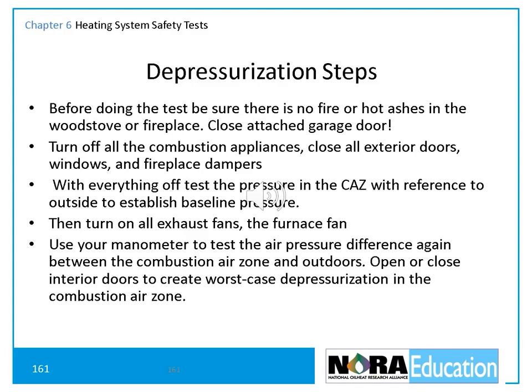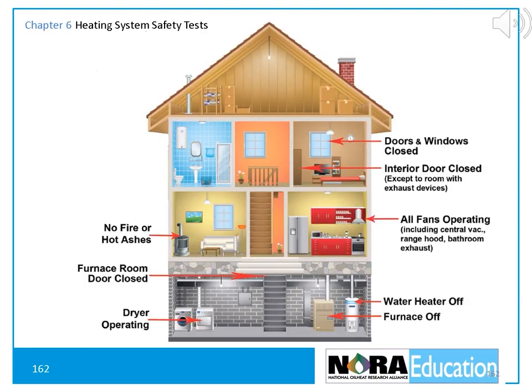Once you've established your baseline pressure, then turn on all the exhaust fans and the furnace fan, and then use your manometer to test the air pressure difference again between the combustion air zone and outdoors. Open or close interior doors to create worst-case depressurization, that is, to make the difference the biggest in the combustion air zone.